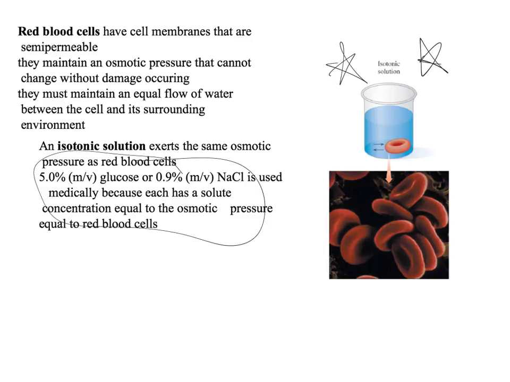We need both in our bodies. But one of the two can be used in IV because each has a solute concentration equal to osmotic pressure. And that'll equalize your red blood cells. So isotonic, that's what we want for our cells.